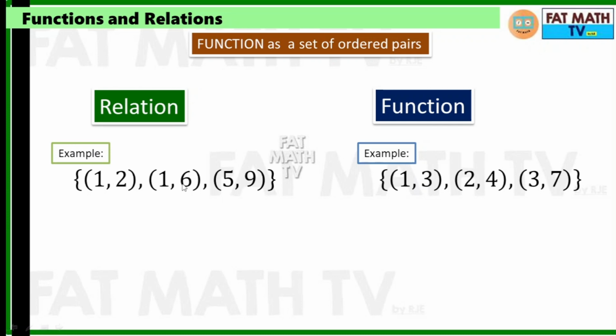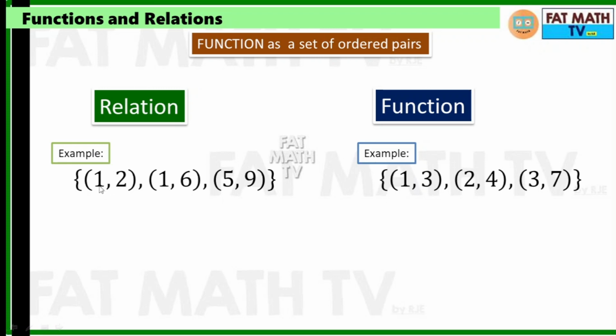Unlike in this example here, this is a relation which is not a function because the pair of 1 is 2, and the pair of 1 is also 6. So you are pairing 1 to both 2 and 6, which is not allowed in the definition of a function, because each element in the domain should only have one pair from the range.